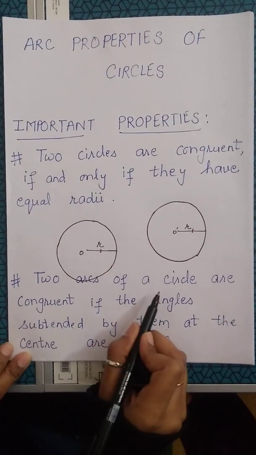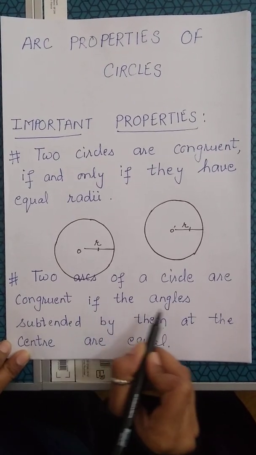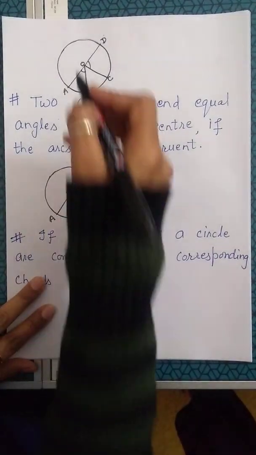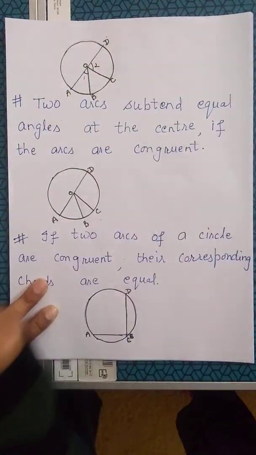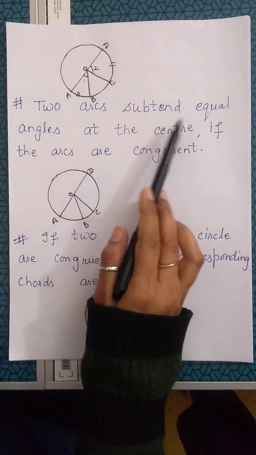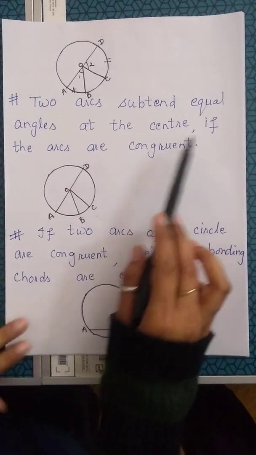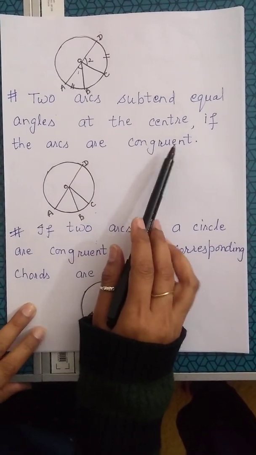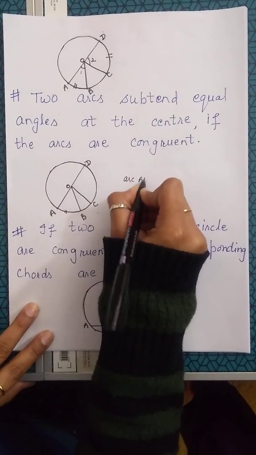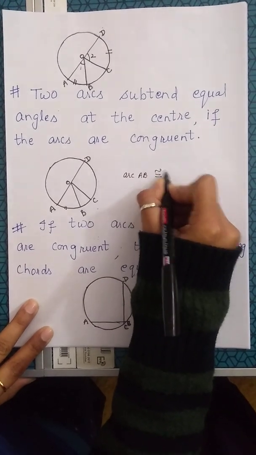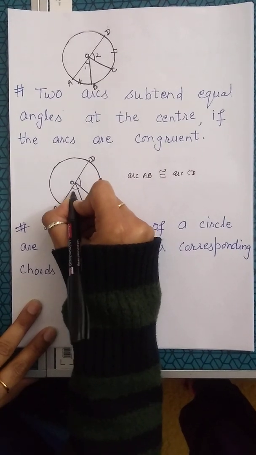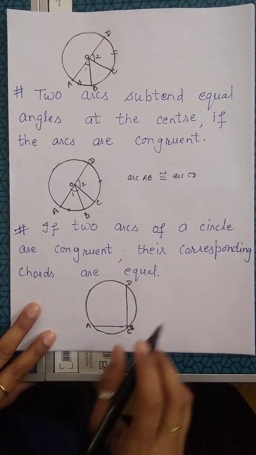Second, two arcs of a circle are congruent if the angles subtended by them at the center are equal. That means if angle 1 is equal to angle 2, then these two arcs will be equal. Two arcs subtend equal angles at the center if the arcs are congruent. Now if it is already given that arc AB is congruent to arc CD, then we can say these two angles are equal. That means angle 1 is equal to angle 2.